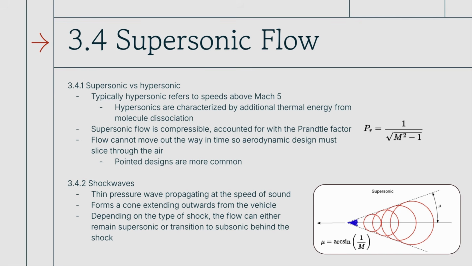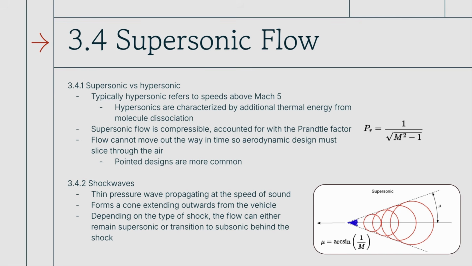Supersonic flow is definitely compressible. We account for that compressibility, again, with the Prandtl factor, but this time notice that the Mach number is flipped. So instead of 1 minus, it's now Mach number minus, just because your Mach number is greater than 1, so you don't want that square root to output a negative imaginary number. So we flip that around.